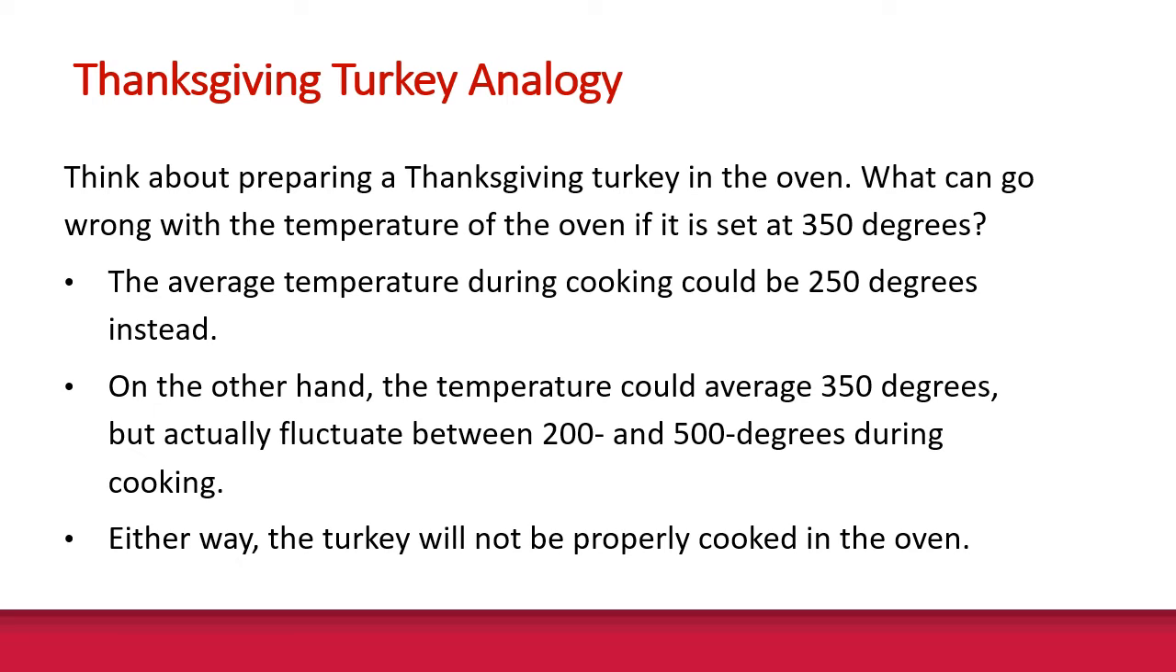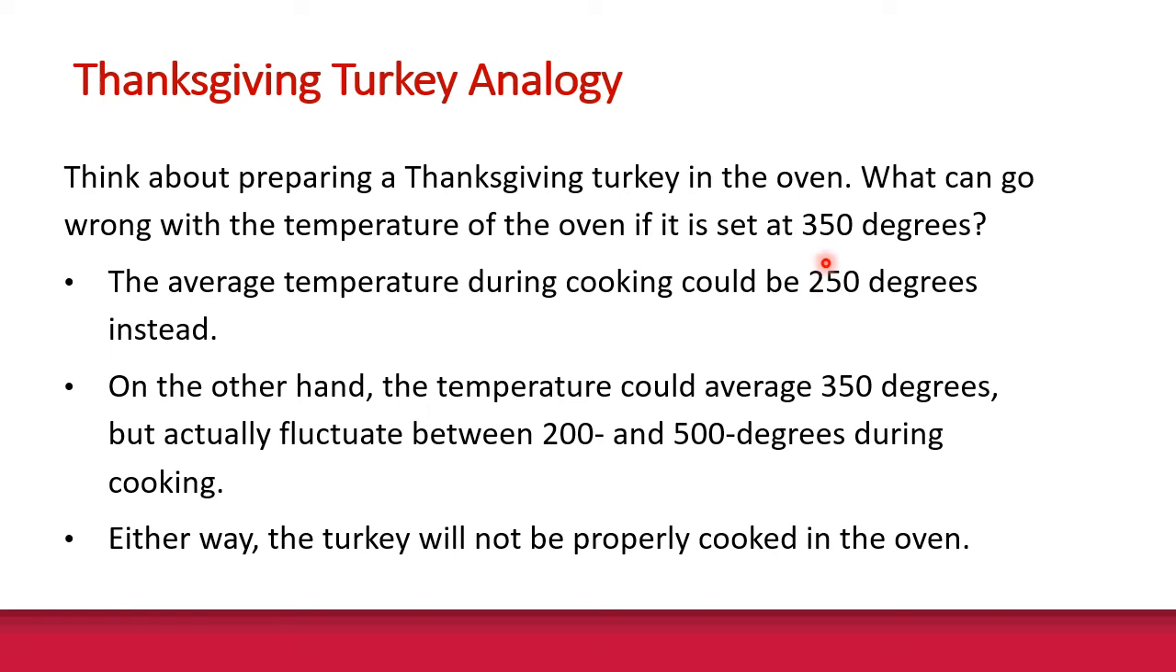Now, I came up with an analogy that might help to figure out how this works. Let's say we're making a Thanksgiving turkey, preparing it in the oven, and the instructions say to bake it at 350 degrees. What kind of things can go wrong? One thing that can go wrong is that the average temperature during cooking could be 250 degrees. It's supposed to be 350 degrees, but if it's baked at 250 degrees, then that's a problem.